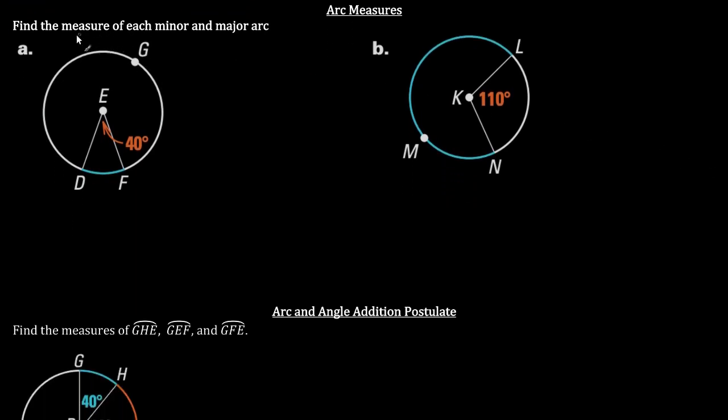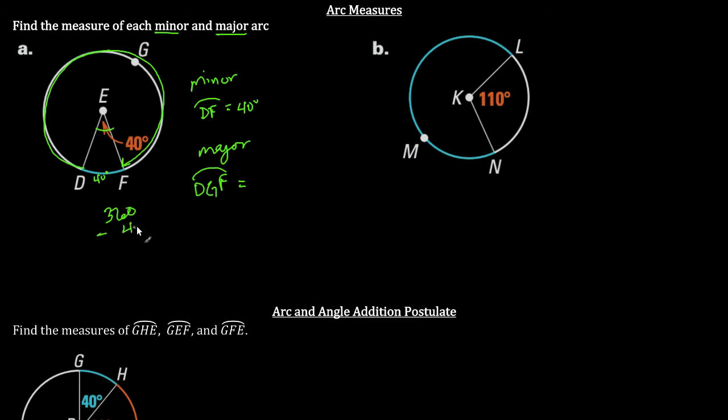All right, so find the measure of each minor and major arc. Let's do our minor arc. It looks like it's right here. Remember, the central angle is 40 degrees. That means this is 40 degrees. So the minor arc DF is 40 degrees. Now the major arc would be this way around, arc DGF. You remember, you can't just put DF because then it's assumed to be the shortest distance. So we can just take this away from 360. 320 degrees.